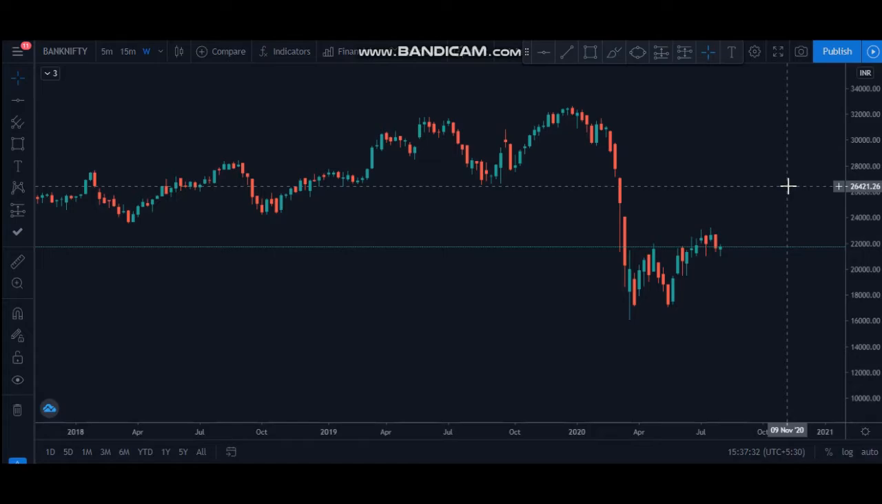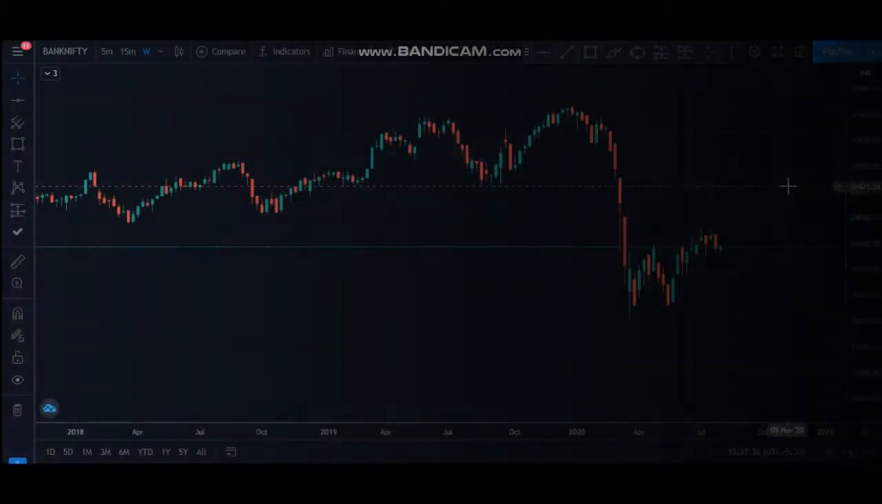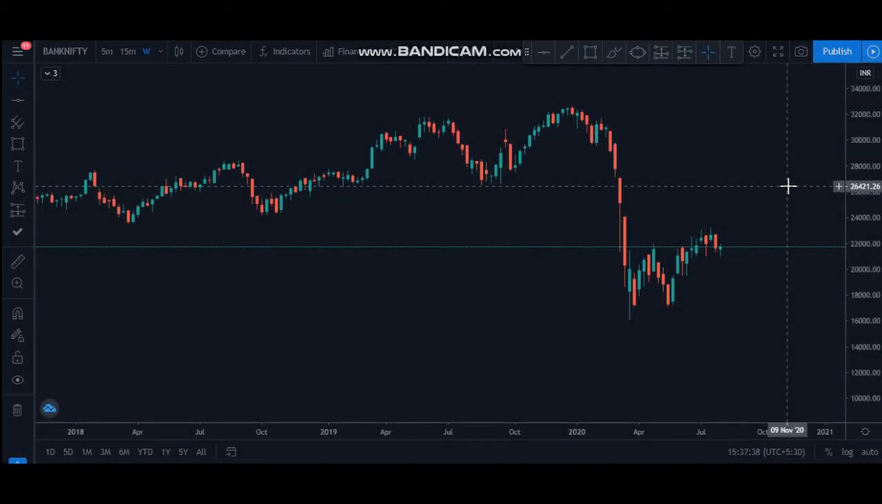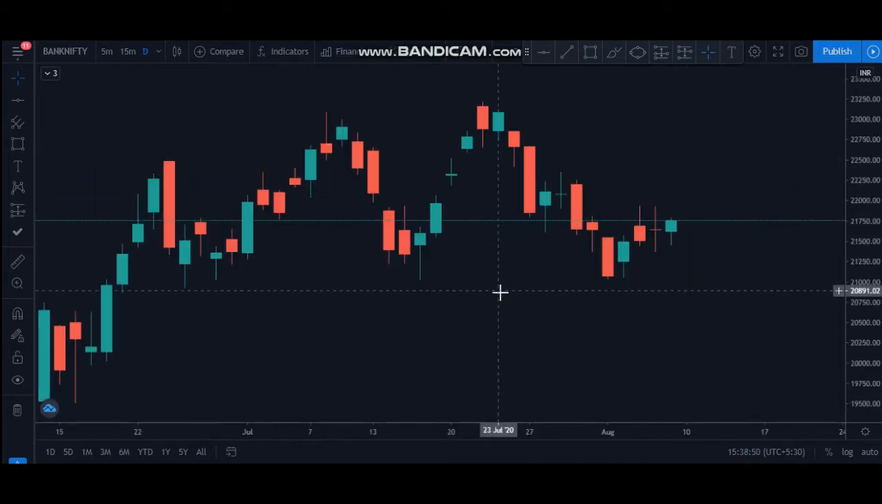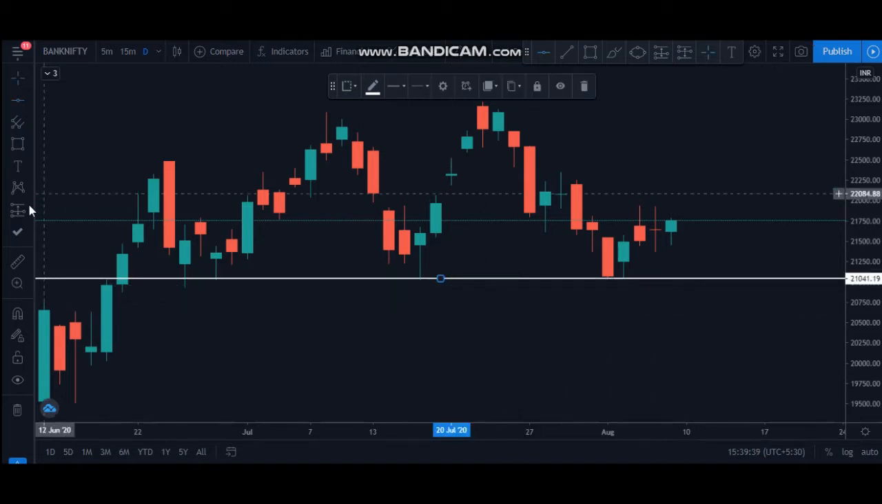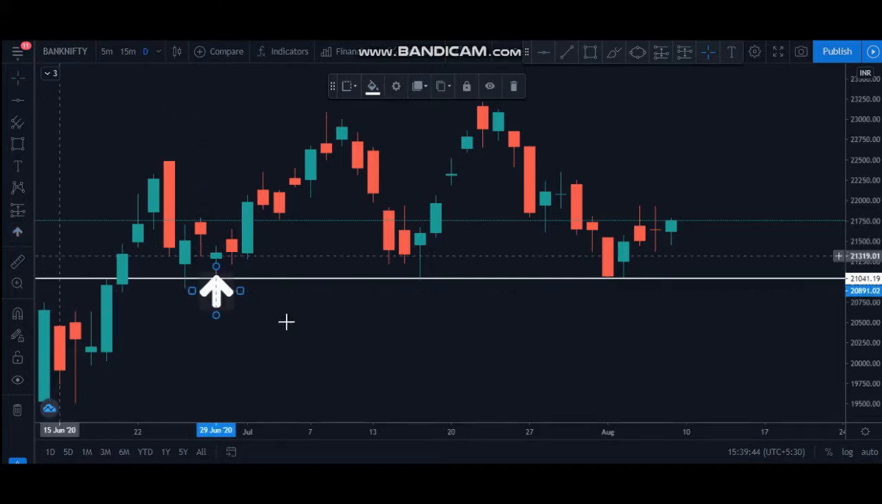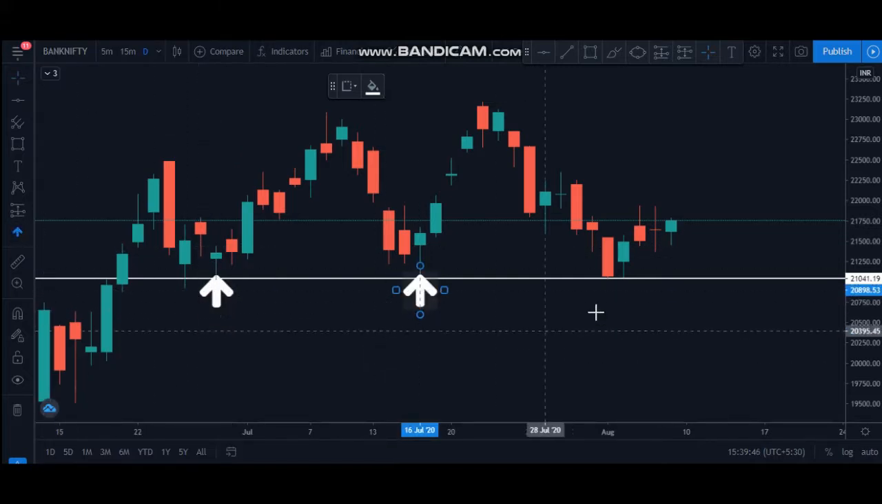So let's start with the very basic question. Draw your trend lines through the candle's body or wick. People find themselves in doubt which is the best possible way of drawing trend line. There are two ways. Number one, connecting through most touches. Here body or wick does not matter.